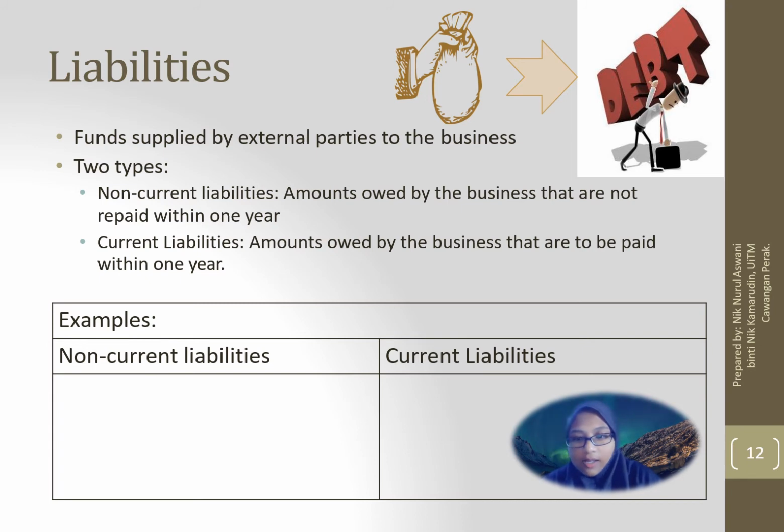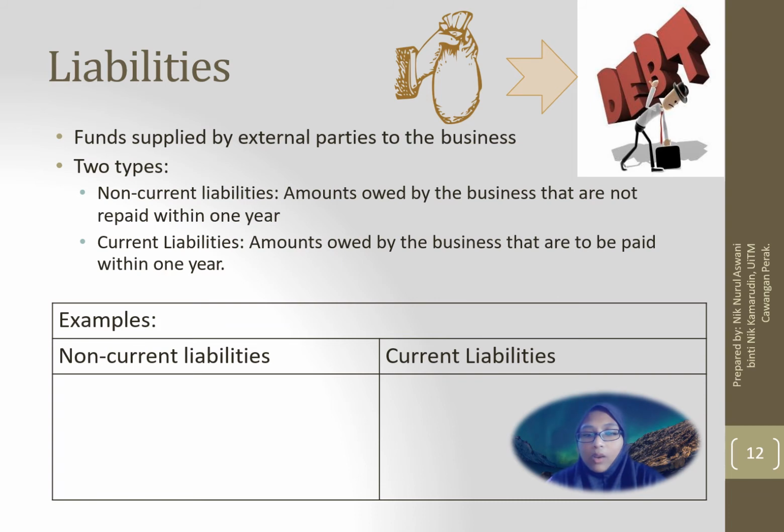The next item in the statement of financial position is the liabilities. Liabilities are funds supplied by external parties to the business. There are two types, non-current liabilities and current liabilities, similar to assets, where we classify them into long-term and short-term. Another explanation for liabilities is the financial obligation of the business, to be settled within a certain period. If that period is more than 1 year, we put that item under non-current liability. If you can settle the debt within 1 year, it is classified under current liability.